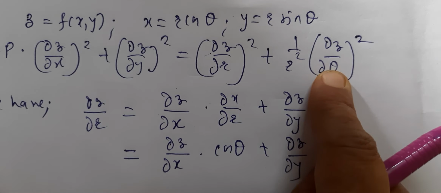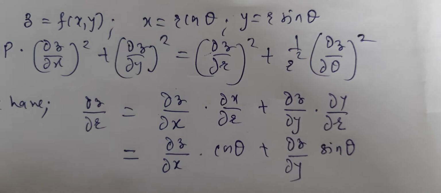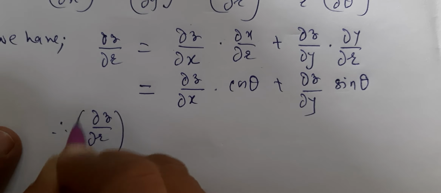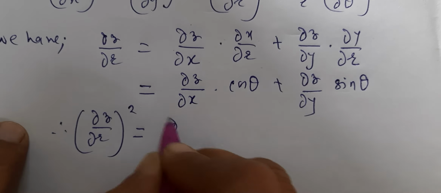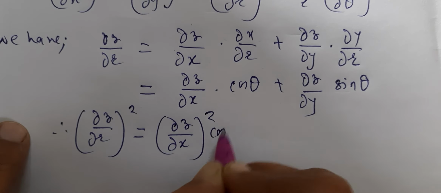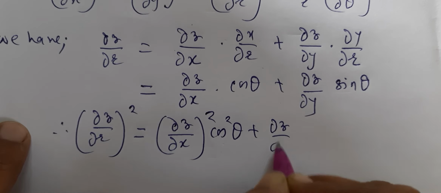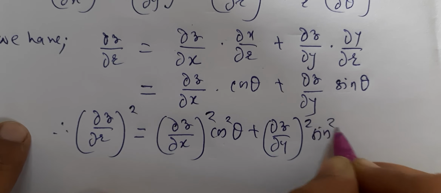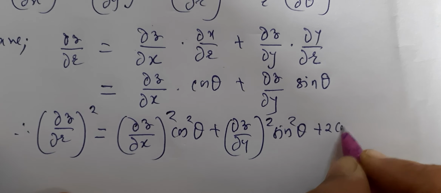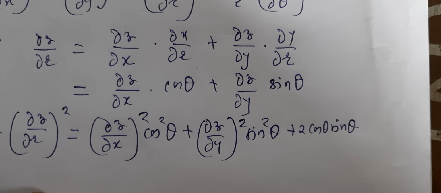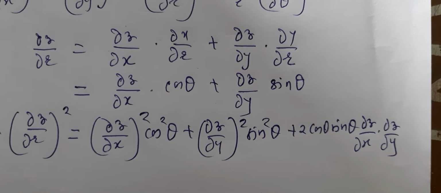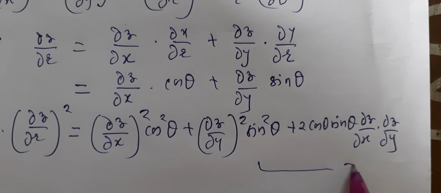Now look at this, what we want. We found ∂z/∂r, we want its square. So my next step would be (∂z/∂r) whole square, which is (a + b) whole square. So (∂z/∂x) whole square cos square theta plus (∂z/∂y) whole square sin square theta. You know a square plus b square plus 2ab, that is 2 cos theta sin theta ∂z/∂x into ∂z/∂y. This we found out, (∂z/∂r) whole square.